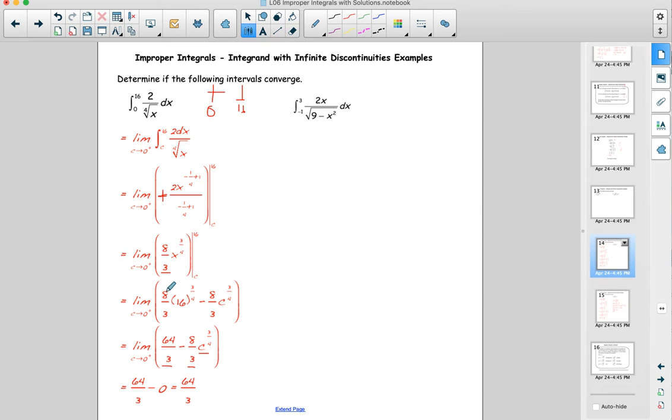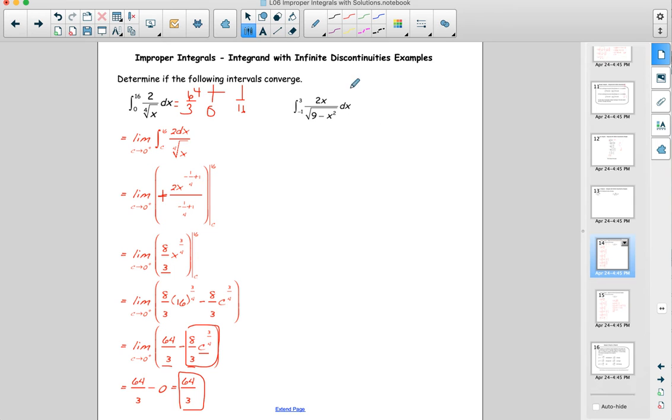So we've simplified the definite integral, evaluating the limit, sending c to 0. When we plug a 0 in here, that whole entire piece is just going to become 0. 64 over 3 minus 0 is 64 over 3. So this particular integral, it's an improper integral, this converges to 64 over 3.